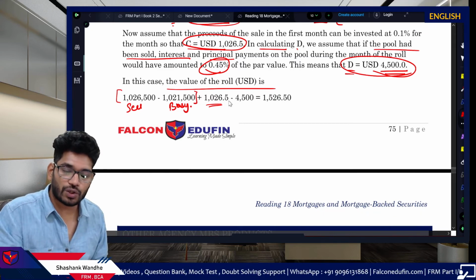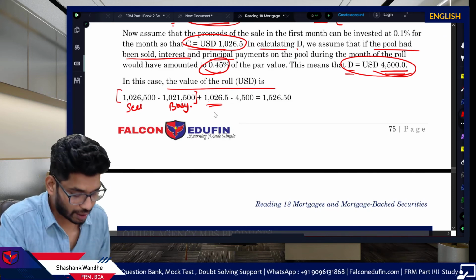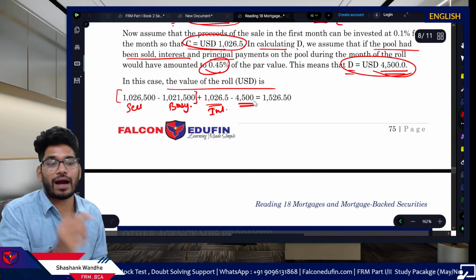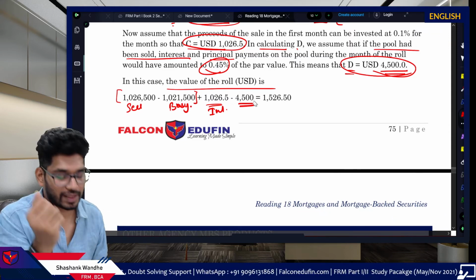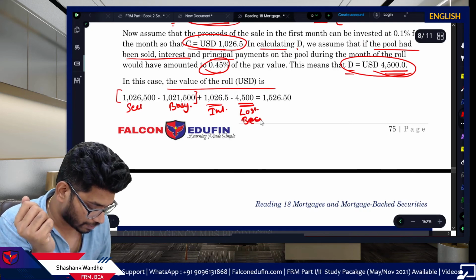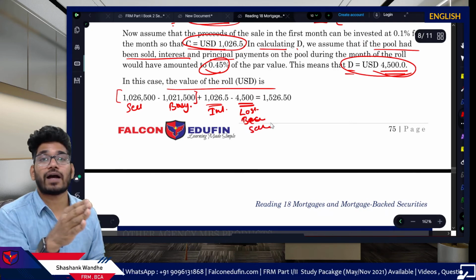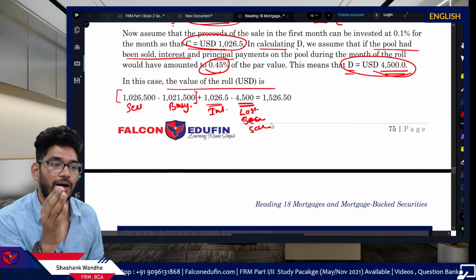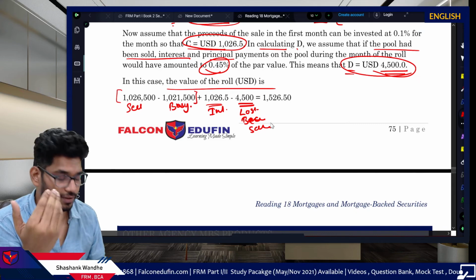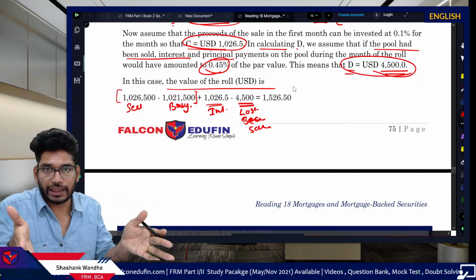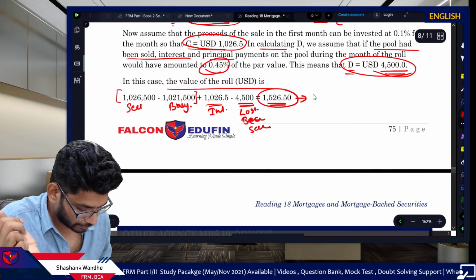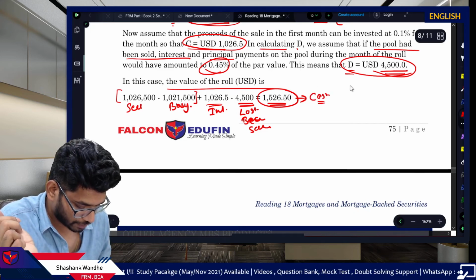So whatever funds you had, you invested it. So this is again your income, interest earned. And this 4,500 is what you lost because of this sale. Lost because of sale. That 0.45%, right? 0.45% on 1 million. This is what you lost because of the sale. For that 1 month, you don't have TBA, right? So this is the total cost. Okay.